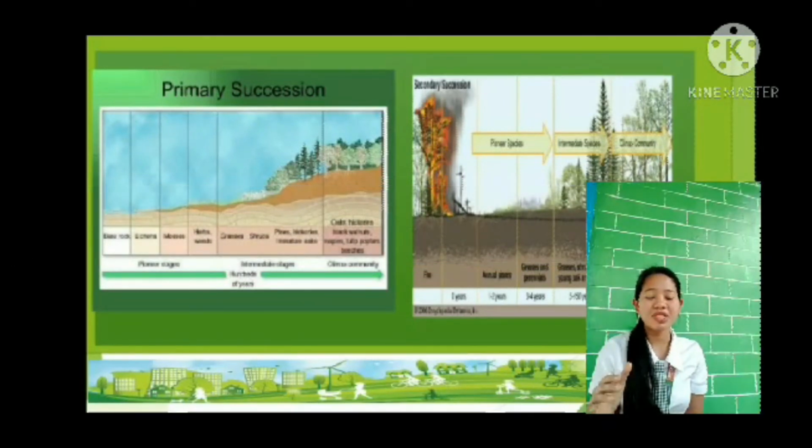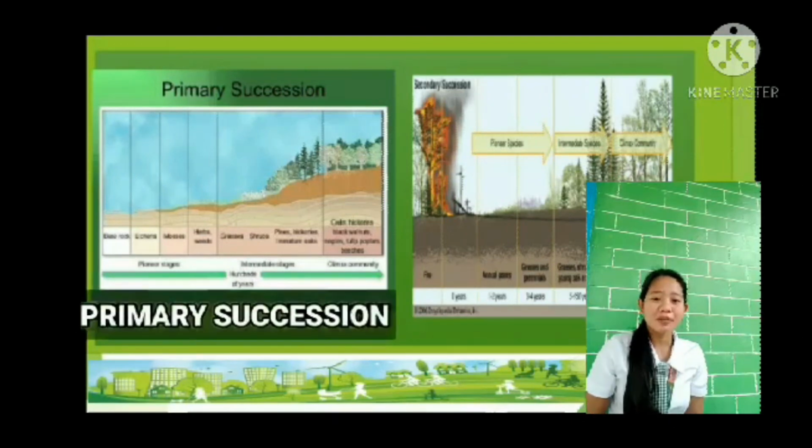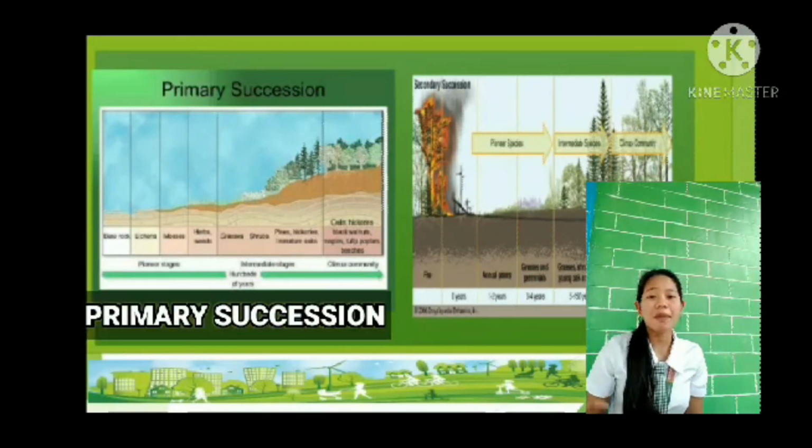Ecological succession proceeds with primary succession and secondary succession. So what is primary succession? Primary succession begins in a bare area where no life has existed. So this is succession that begins in a new habitat like volcanic ash, glacial deposits, and/or bare rock.